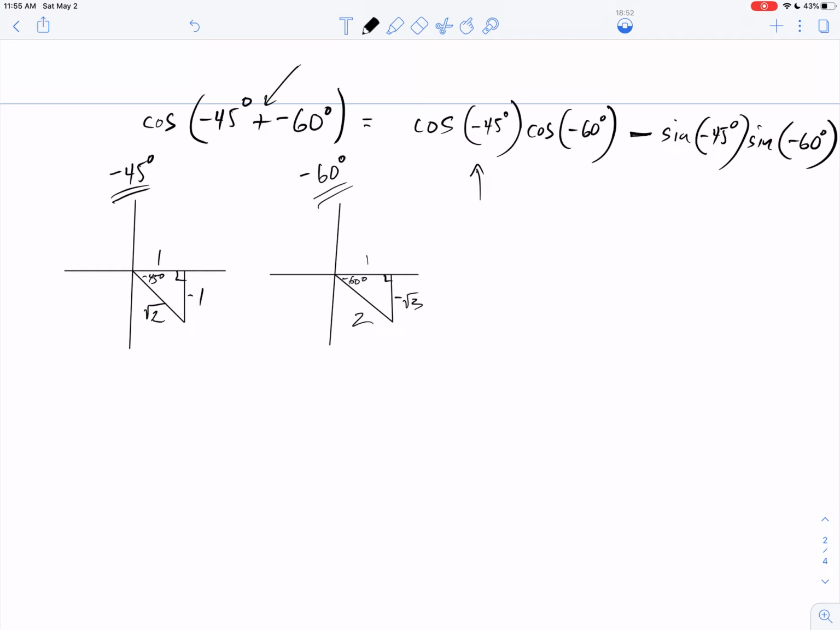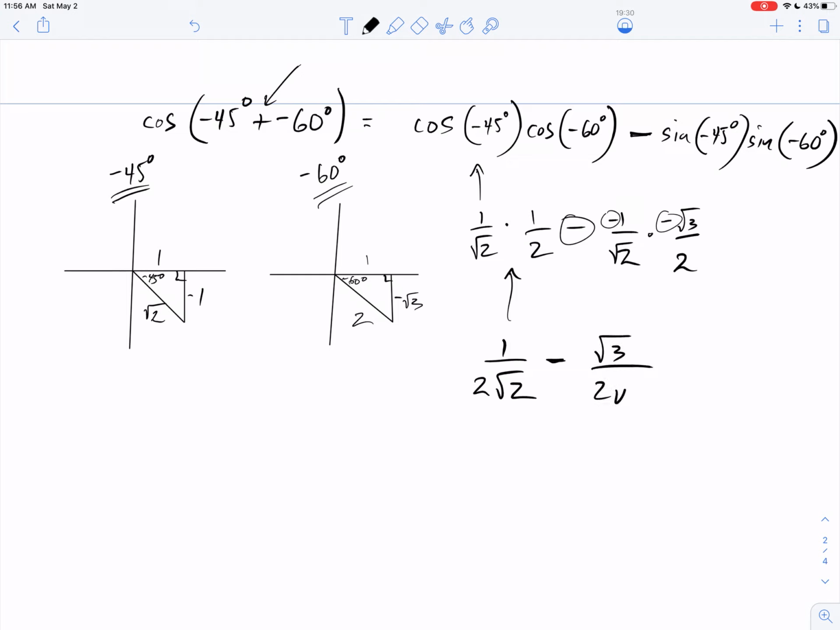If I wanted to do the cosine of a negative 45, I get 1 over rad 2. If I do the cosine of a negative 60, I get 1 over 2. Minus, so sine of negative 45, let's look at that. Sine of negative 45 is a negative 1 over rad 2. Times sine of negative 60 is a negative rad 3 over 2. So watch out. There's all kinds of negativity in this problem. Let's do one piece at a time. Here we go. That's 1 over 2 rad 2. Minus, I'm going to take a negative times a negative, so it's a positive rad 3 over 2 rad 2.